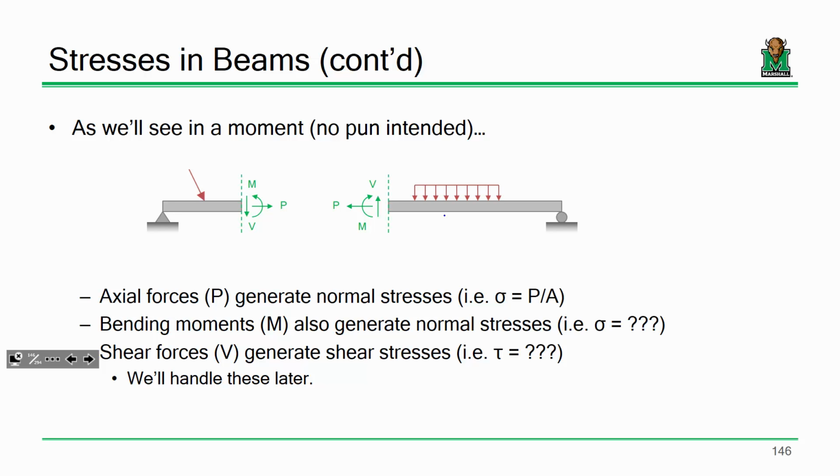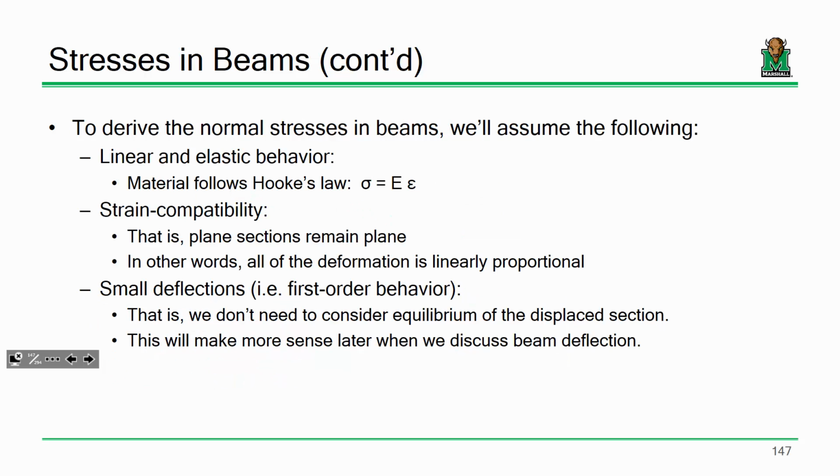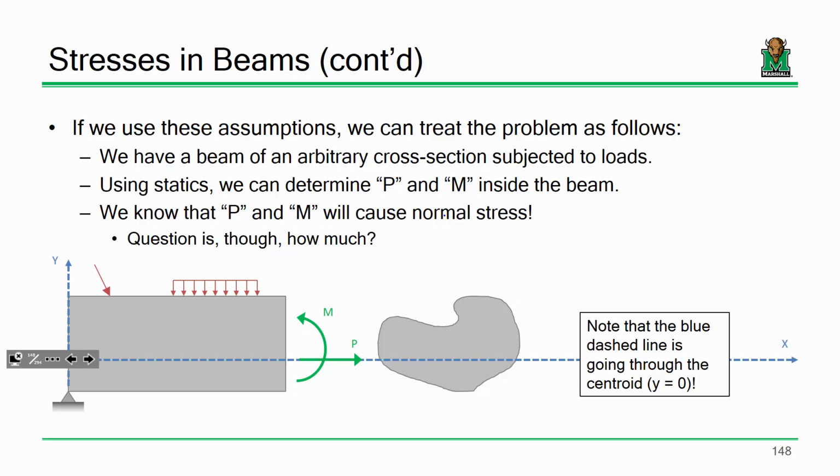Or at least we should recognize it when it shows up. Now, bending moments cause normal stresses, which we will try and figure out the formula for, and shear forces generate shear stresses. Tau equals something. We'll handle the shear stuff later. Right now, I'm going to concern myself with the bending moment. I don't want to get too heavy into this derivation. I do want to take my time with it. We are going to make some assumptions: linear behavior, small deflections, and strain compatibility. We will define very rigorously what that means next time.